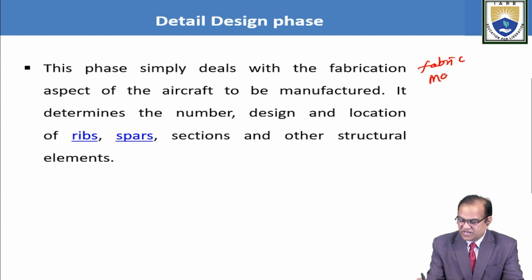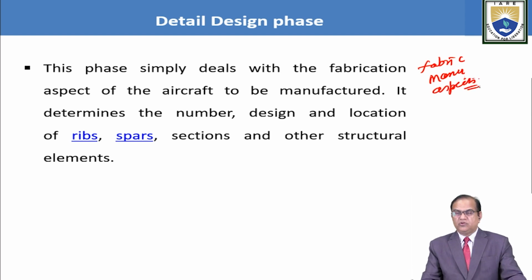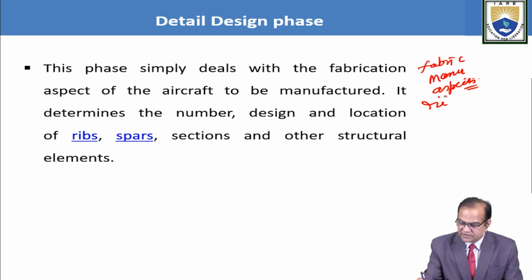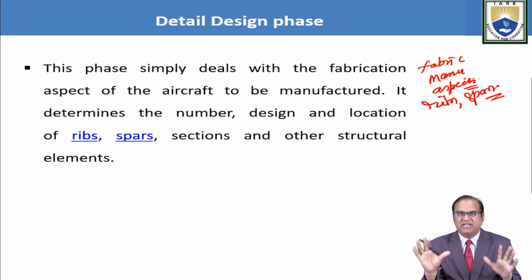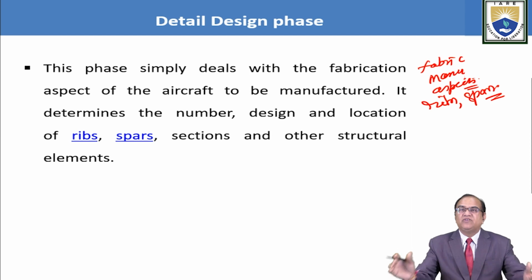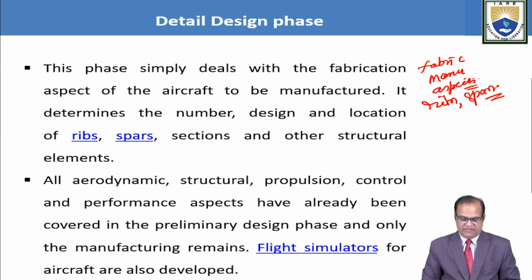or manufacturing aspects. Means how your ribs should be, how the spars should be. All these things, all the nuts and bolts, small things, we have to make a separate design. We have to make sure that we are able to fabricate or not. So that thing we have to see.